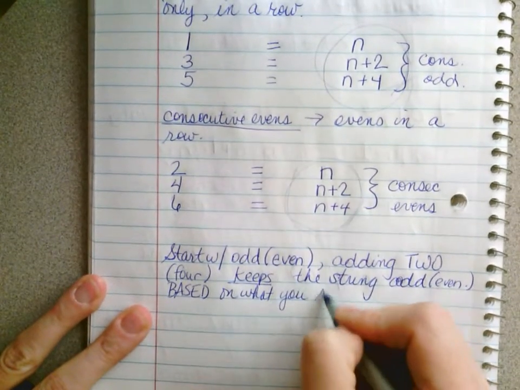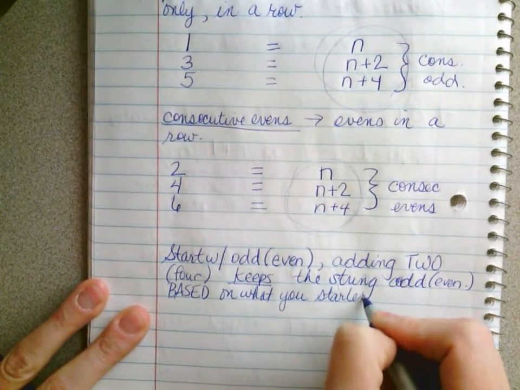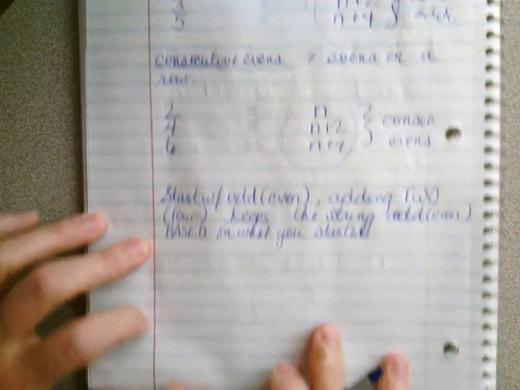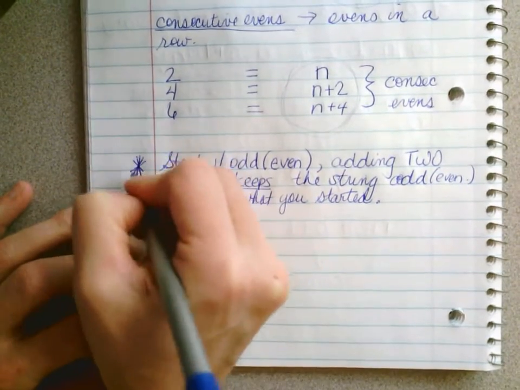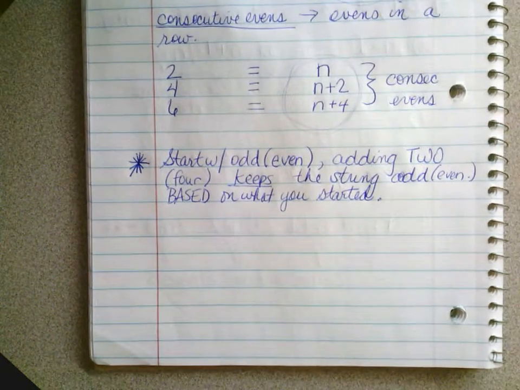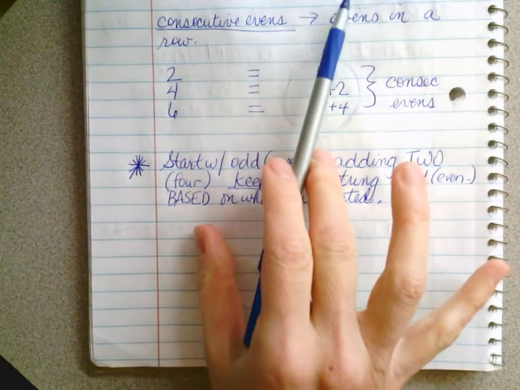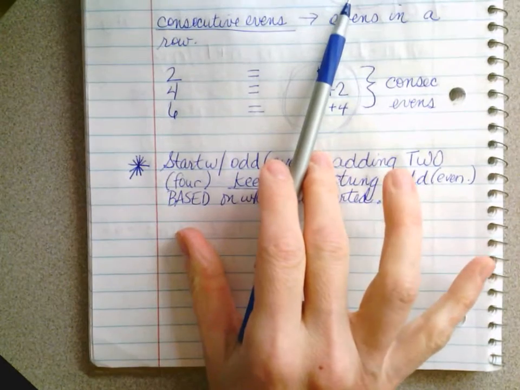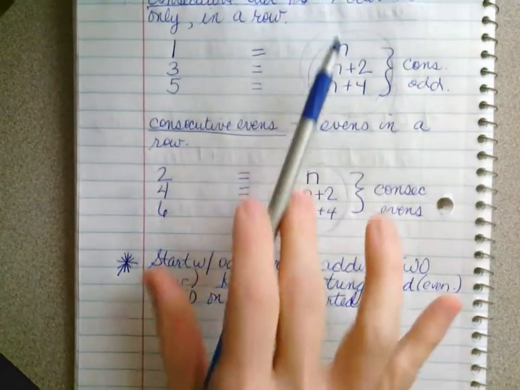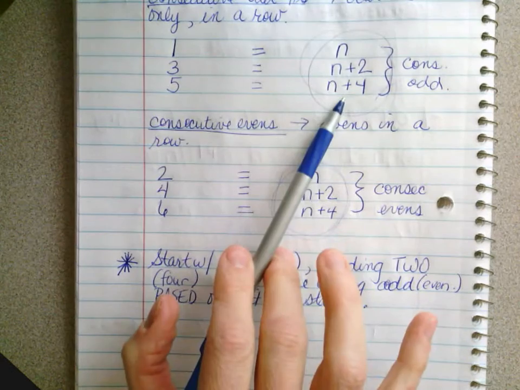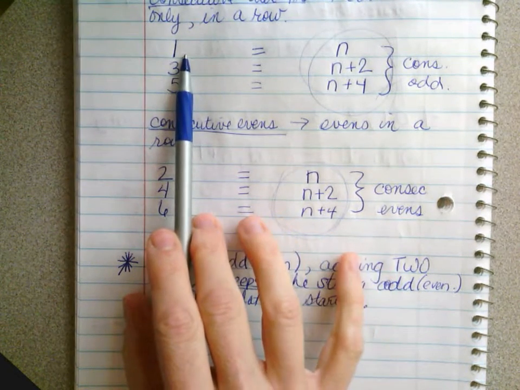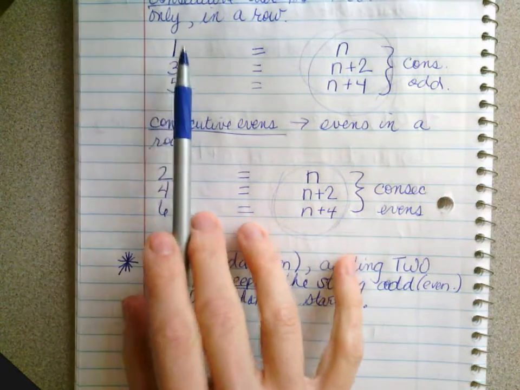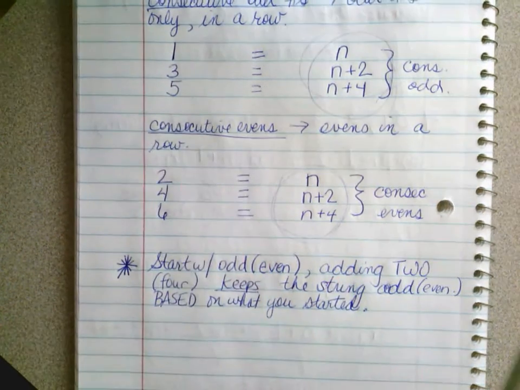I promise you, you're going to miss this if you do not pay attention to what it is you want and if you don't test what you come up with. I guarantee somebody here is going to give me, for odd, x plus 1 and x plus 3, and that's wrong. It's always going to be x plus 2, x plus 4, because whatever you start with continues to stay odd or even as long as you continue to add 2's. Okay?